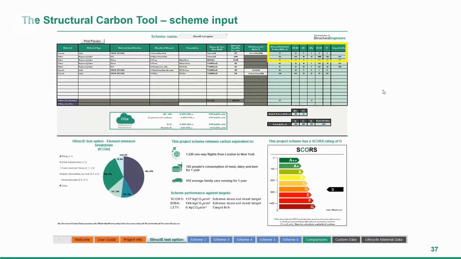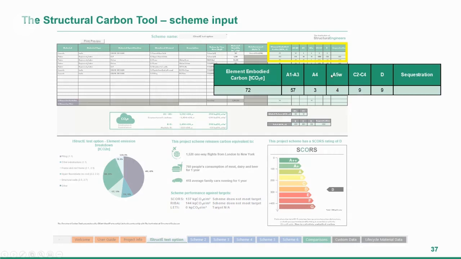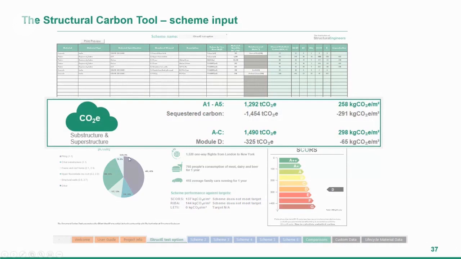So once you've entered that information, the quantities in the spreadsheet are then used to automatically calculate the embodied carbon, and it splits it down by the life cycle stages that we've just mentioned. In the middle here, you have a box that summarizes the total embodied carbon. So we're reporting the upfront carbon, A1 to A5, and sequestered carbon separately. Then we're reporting the whole life carbon, A to C, with module D reported separately. So these are total carbon, tons of embodied carbon.